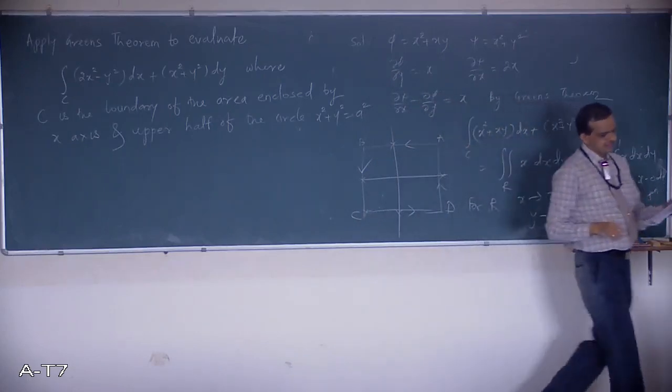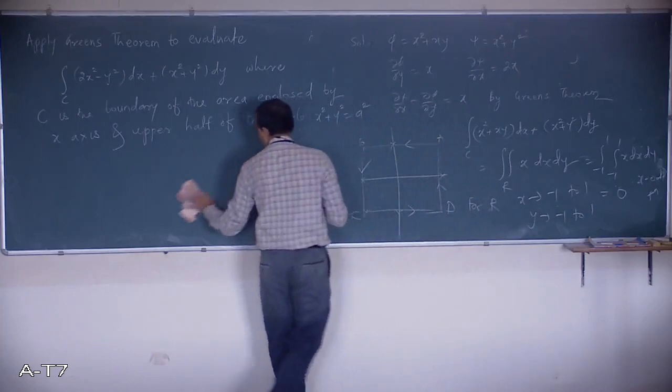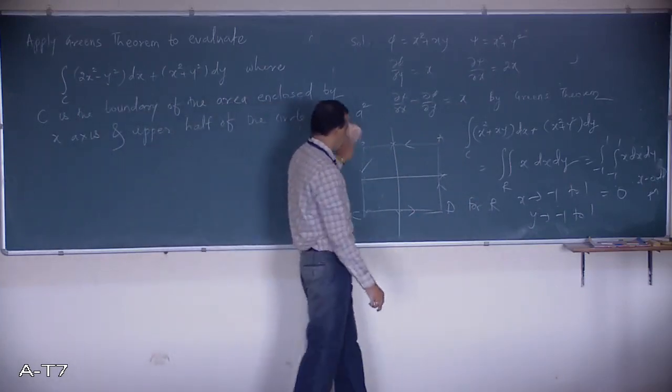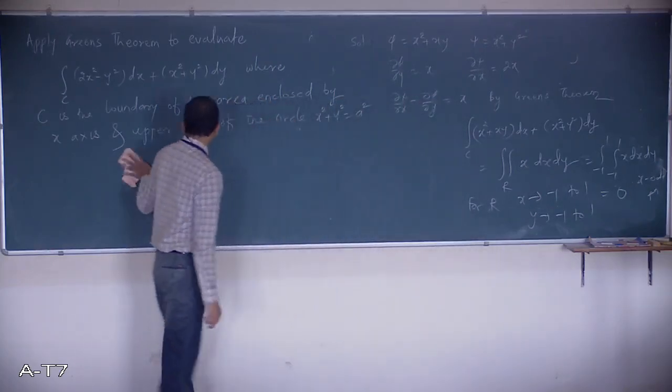They have clearly mentioned what is that closed curve along which our line integral is to be evaluated, and it is to be obtained by Green's theorem. Hence we have to find the double integral, not the line integral. First thing is draw the curve.